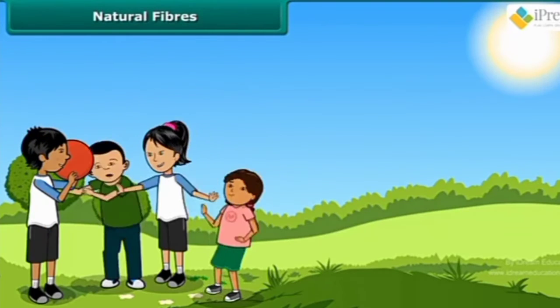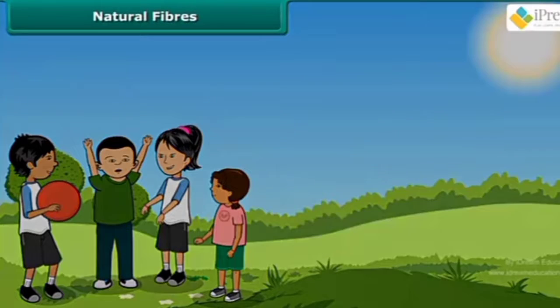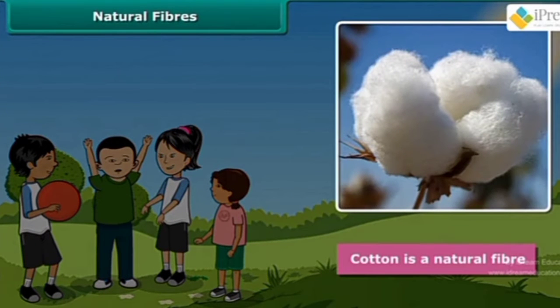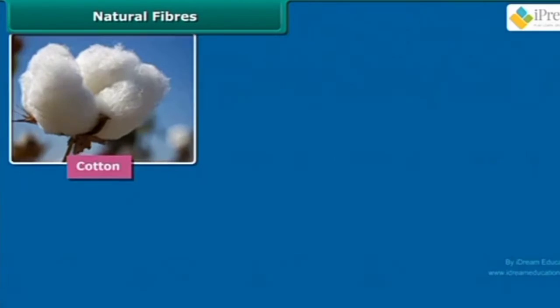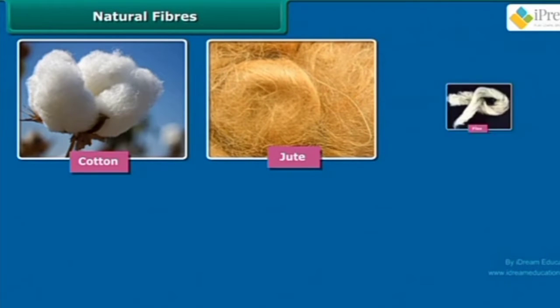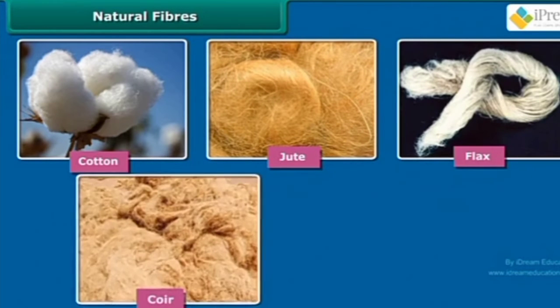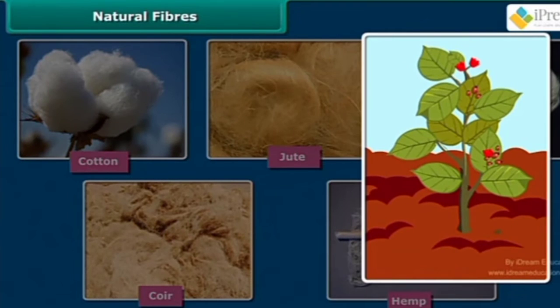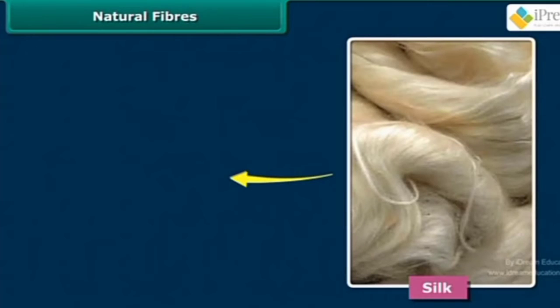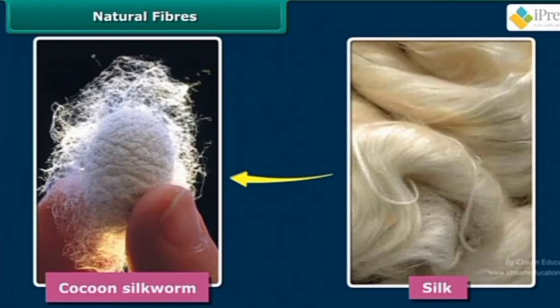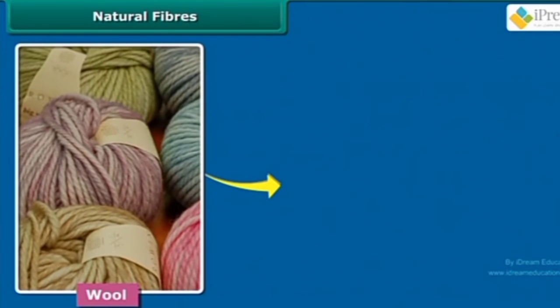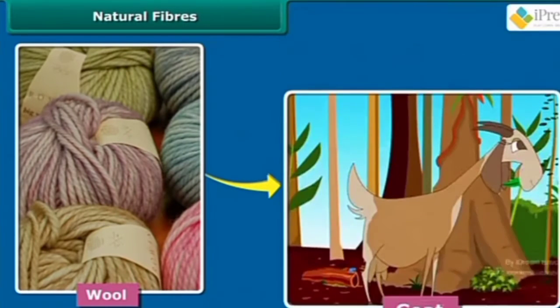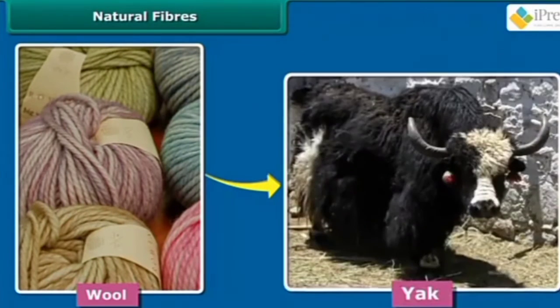So comfortable when you wear cotton clothes in summer. Cotton is a natural fiber. Natural fibers like cotton, jute, flax, coir, hemp, etc. are obtained from plants. Silk fiber is drawn from the cocoon of the silkworm. Wool is obtained from the hair of animals like sheep, goat, rabbit, yak and camel.